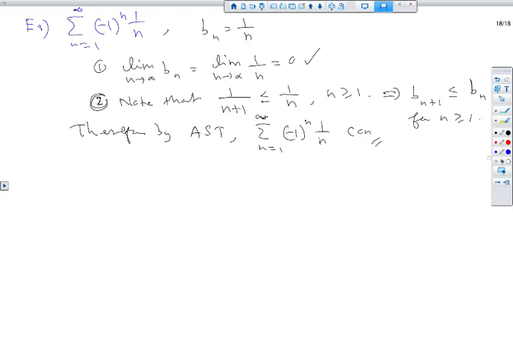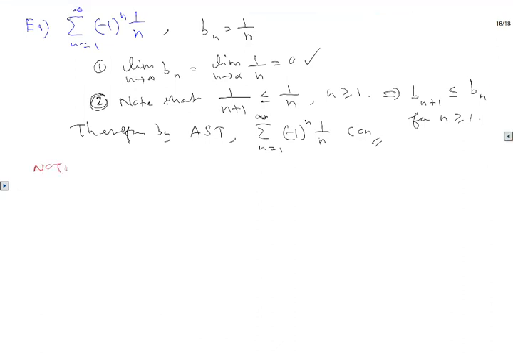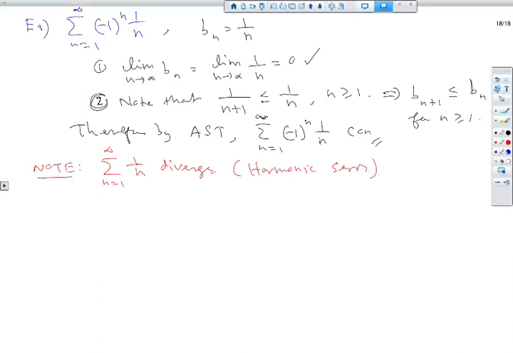And I want to tell you something. The note is, we know that even though this is the case, sigma n going from 1 to infinity of 1 over n diverges. So this is the harmonic series. Okay, good. So let's look at another example.